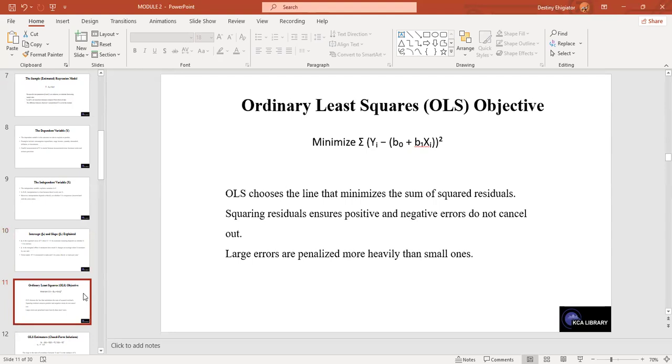Now let's look at the ordinary least squares objective, OLS. This is the equation for OLS. To calculate OLS, it chooses the line that minimizes the sum of squared residuals. I already told you what a residual is: the difference between what you estimated and what you got. Squaring residuals ensures positive and negative errors do not cancel out. Large errors are penalized more heavily than small ones.